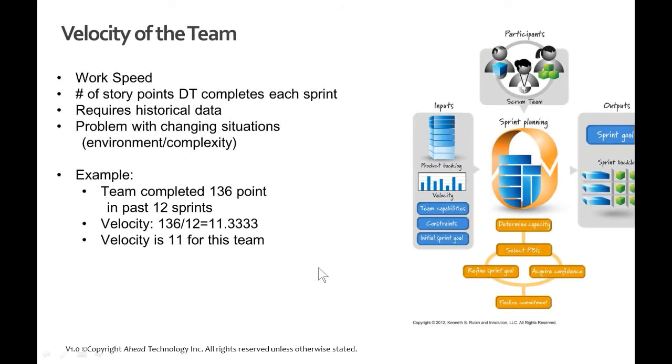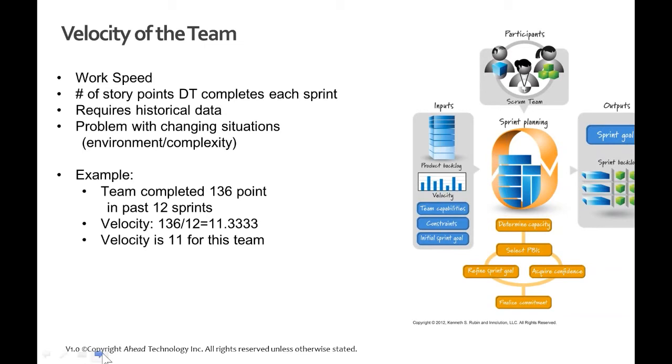And another technique we used here is velocity. So if we have historical data, if we assign story points, we can then calculate team velocity. So we completed 136 story points in the past 12 sprints. Divide 136 by 12 and you've got 11. So we can deal with 11 story points. That is our current team velocity.